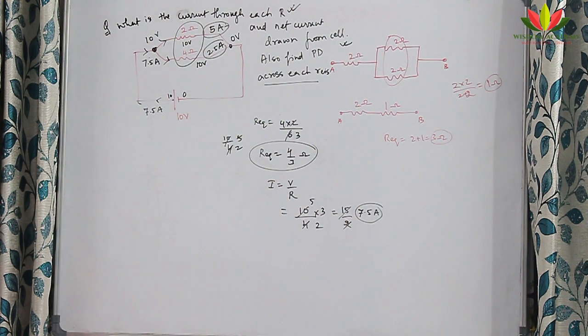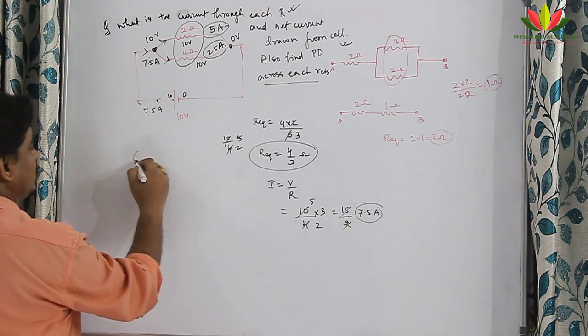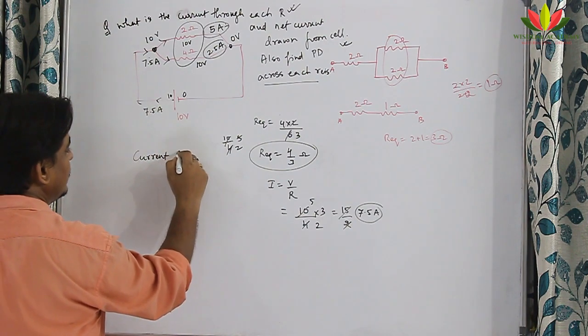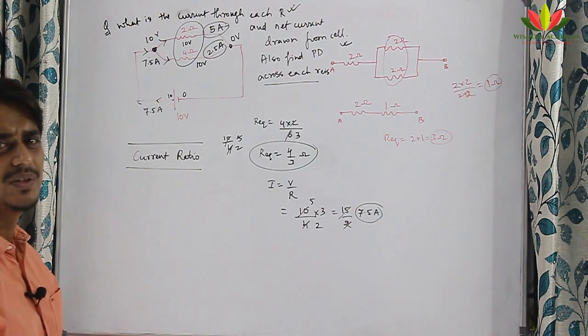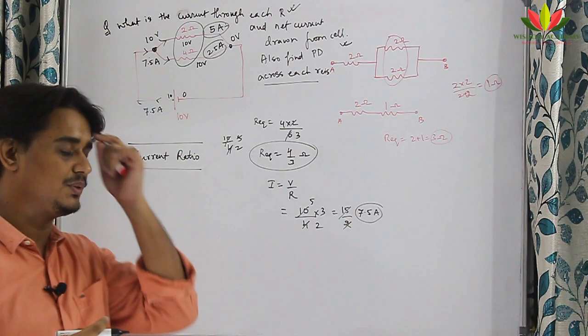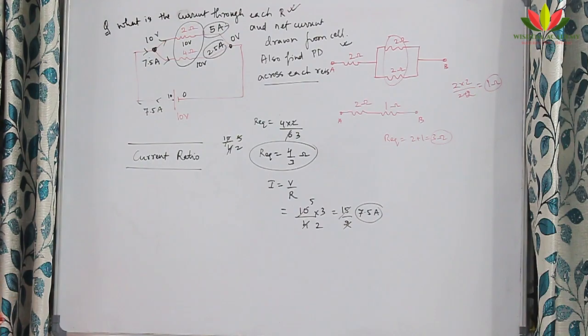Now I will tell the second method to you. The second method is called the current ratio method. My suggestion is to have an idea about this also. It will be helpful for you in some complex circuits. So what is that? Let us see.